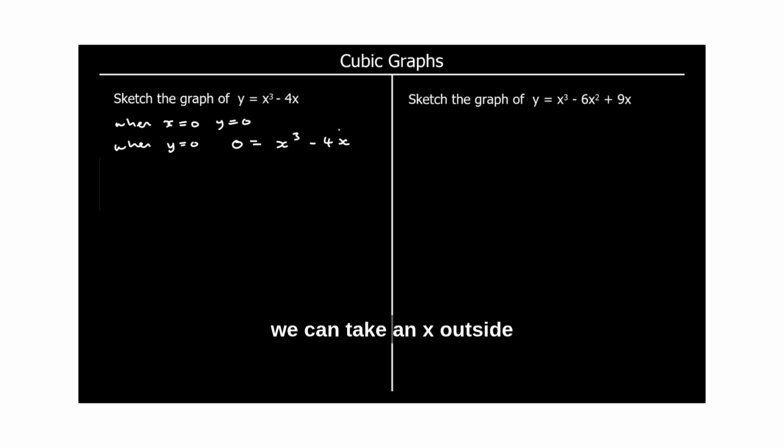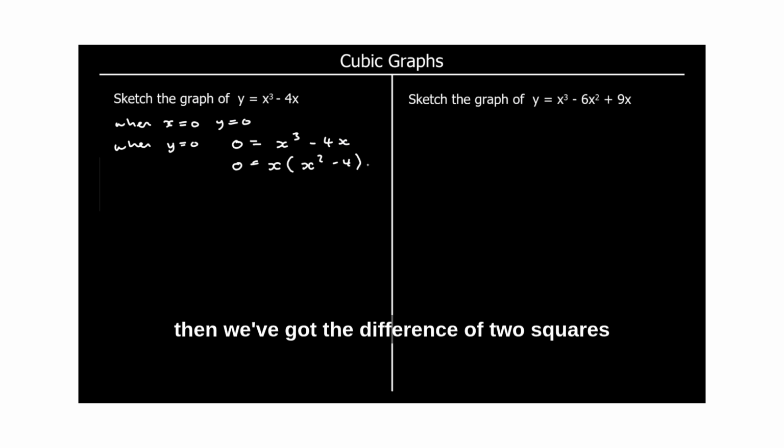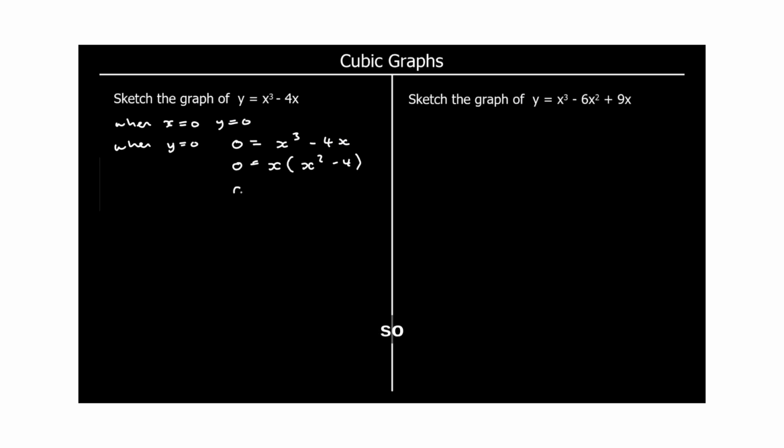So we can take an x outside. So we'll have x times x squared minus 4. And then we've got the difference of two squares. X squared minus 4 is x plus 2 times x minus 2. So it's x times x plus 2 times x minus 2. So what can x be? X can be 0, negative 2, or positive 2.